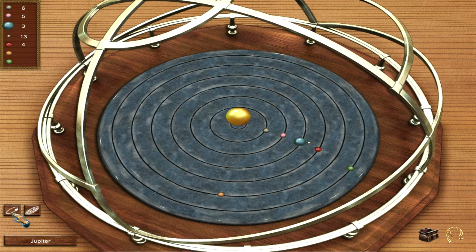Yep. Okay. And Saturn. Taking the longest time to go around. Okay, so now I have all my numbers. 6 plus 5 plus 3 plus 3 plus 13, which is 16. So 6 plus 5 plus 3. That's 11 plus 3, 14, plus 16 is 30.